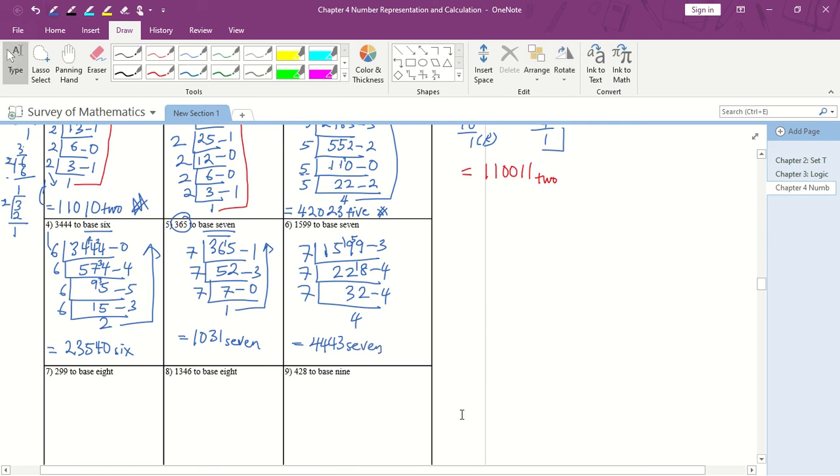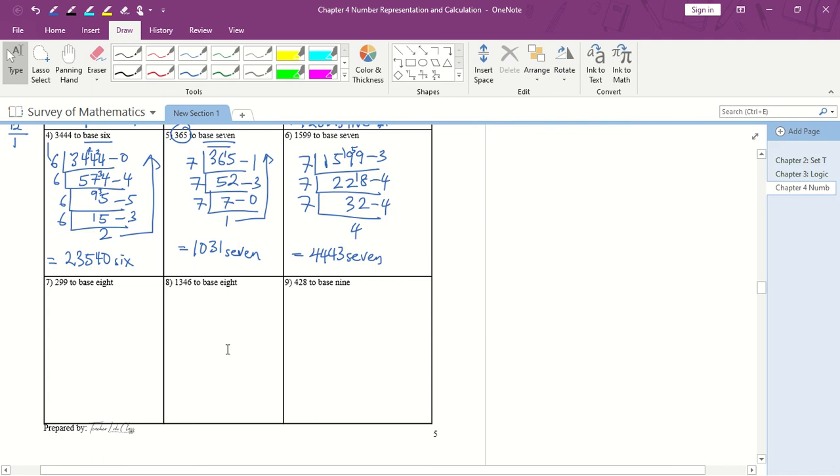Okay, I hope by now you get the idea on how to do it. Okay, 299. You feel free to pause the video and try to do it and get the answer, okay? So 299 to base 8. 299, now you need to convert to base 8.